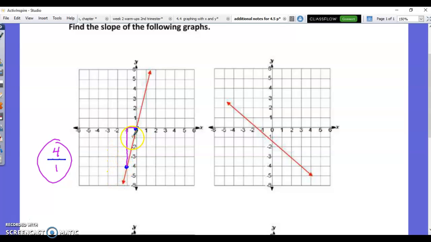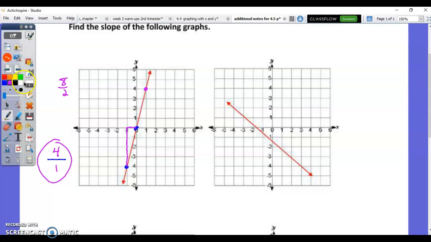Now, for whatever reason, you saw this one right here, and you missed this one, and you went up 4, 5, 6, 7, 8 over 2, that reduces to 4 over 1, or just 4. So it's always best to do the 2 closest to each other, because then you don't have to reduce a fraction, but if you miss one, that's okay as well.